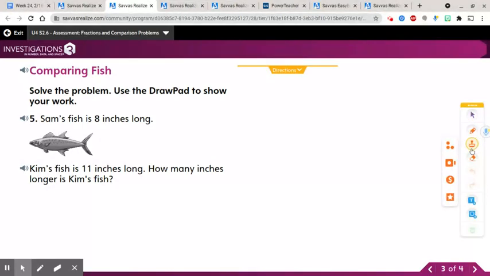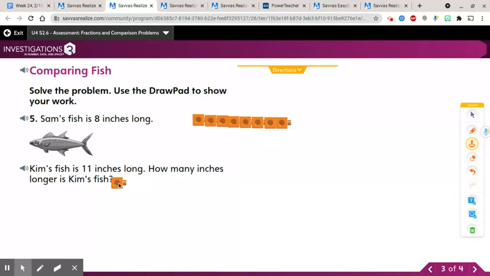Okay, so remember, the first thing you want to do is build it. So I'm going to use my connection cubes right here, okay? And I am going to build Sam's fish, 8 inches long. 1, 2, 3, 4. It's a little tricky on the computer here. 5, 6, 7, and 8. All right, and I did my best to connect them all.